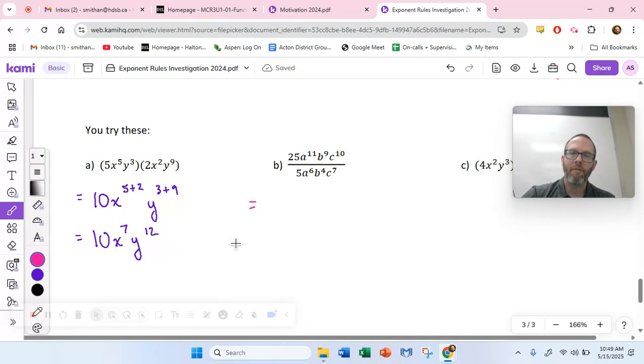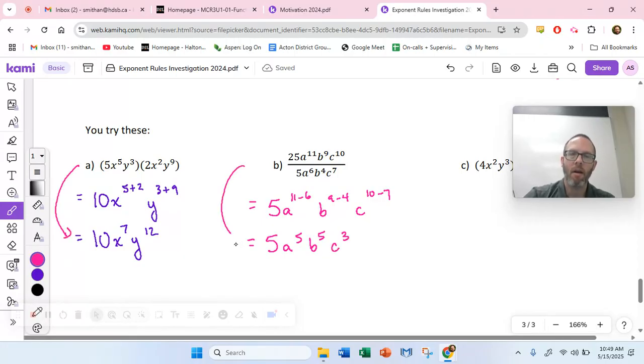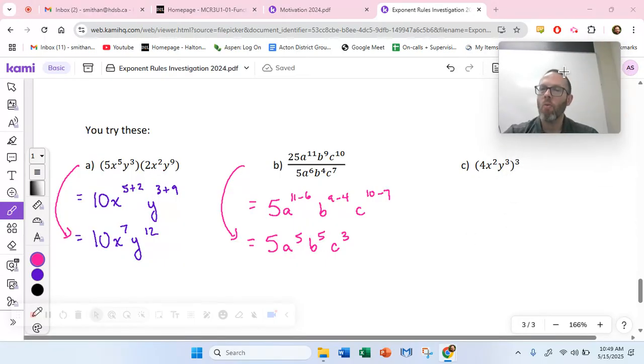25 divided by 5. It's not 20, it's 5. And then subtract the a exponents. Subtract the b exponents. Subtract the c exponents. A to the 5, B to the 5, C to the 3. Again, if you went right there, I'm happy. That makes me glad. I don't need that intermediate step. You may want to write down this intermediate step if this one was the one you had to think hard about.